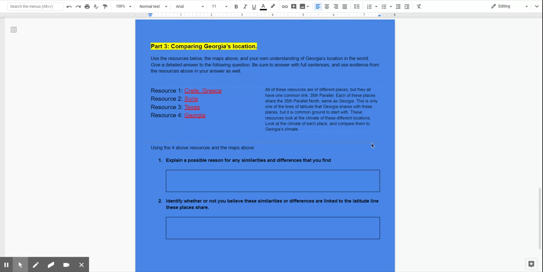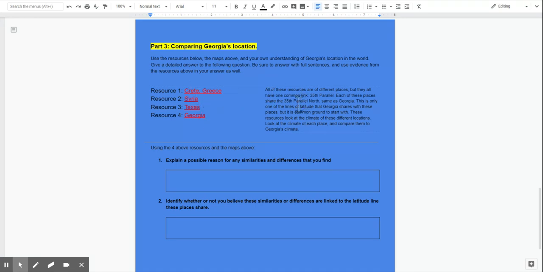What is a possible reason? So it doesn't have to be what is the reason. What's a possible reason for any similarities and differences you find? Identify whether or not you believe that these things are linked to the line of latitude that they share. So you use the resources below and the maps above to understand Georgia's location. I'm not going to keep going with that.